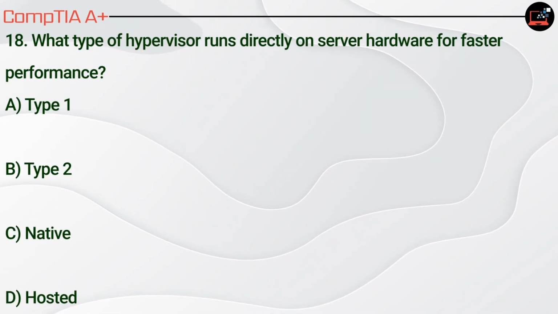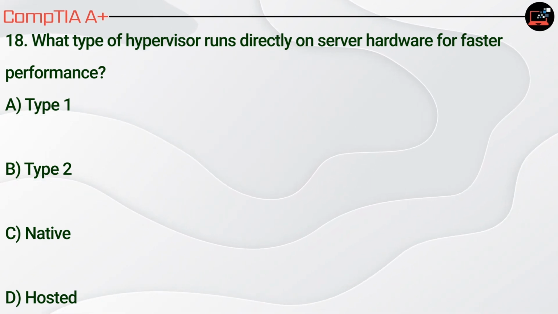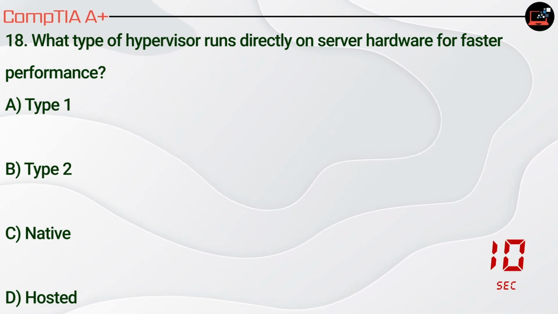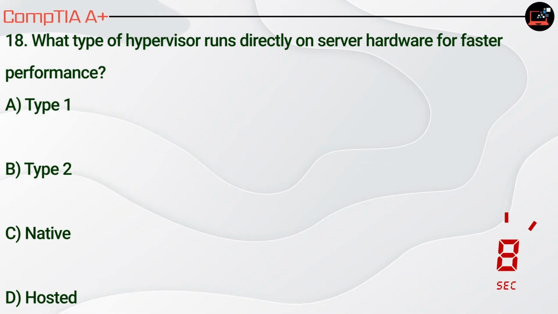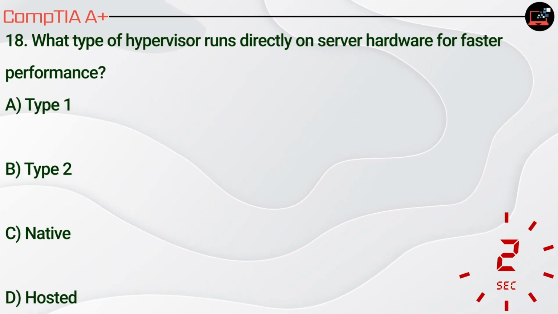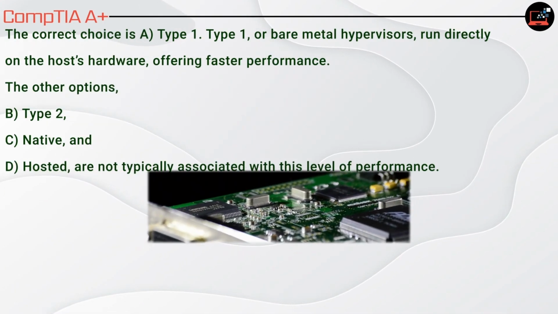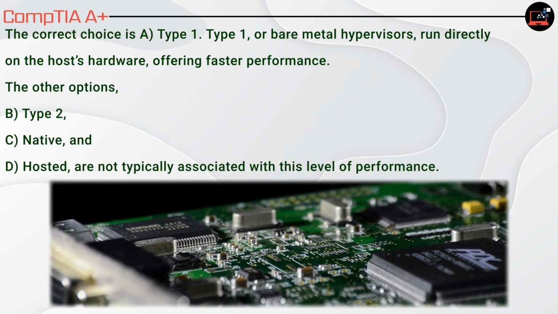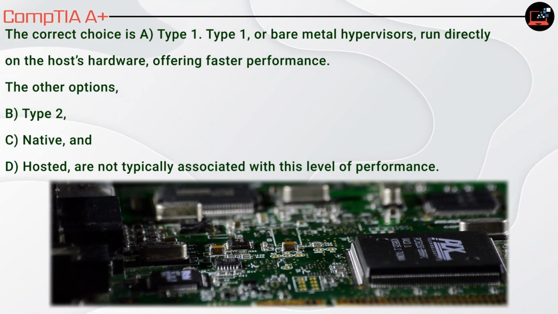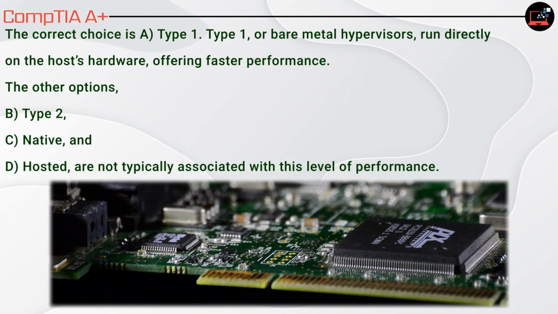(18) What type of hypervisor runs directly on server hardware for faster performance? A. Type 1, B. Type 2, C. Native, D. Hosted. The correct choice is A. Type 1. Type 1 or bare metal hypervisors run directly on the host's hardware, offering faster performance. The other options, B. Type 2, C. Native, and D. Hosted, are not typically associated with this level of performance.